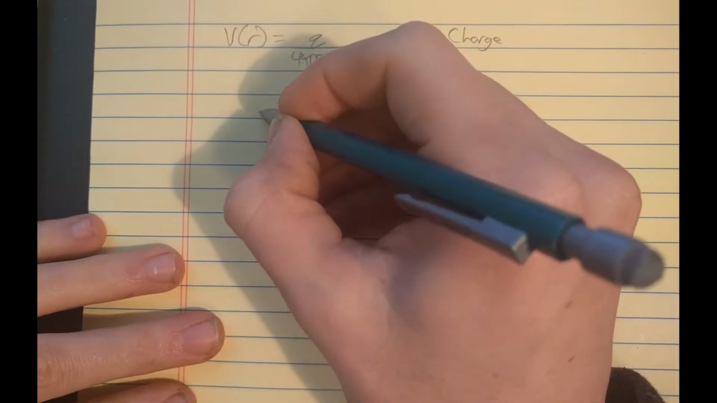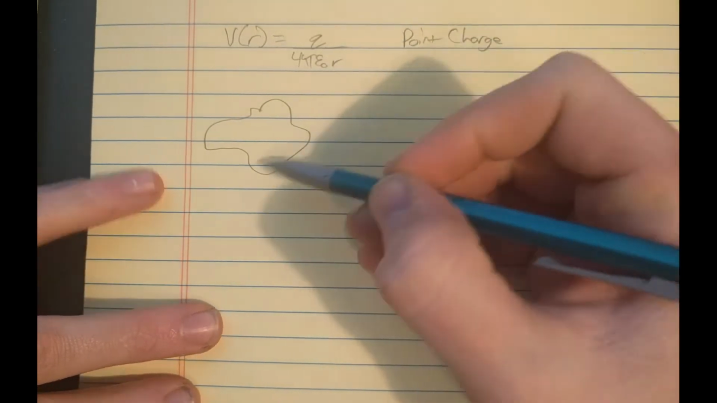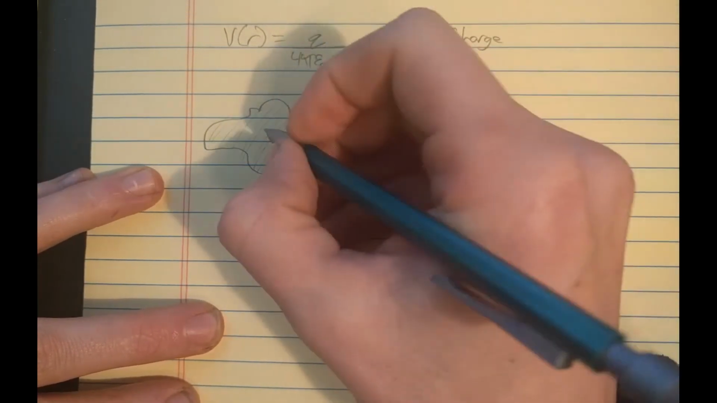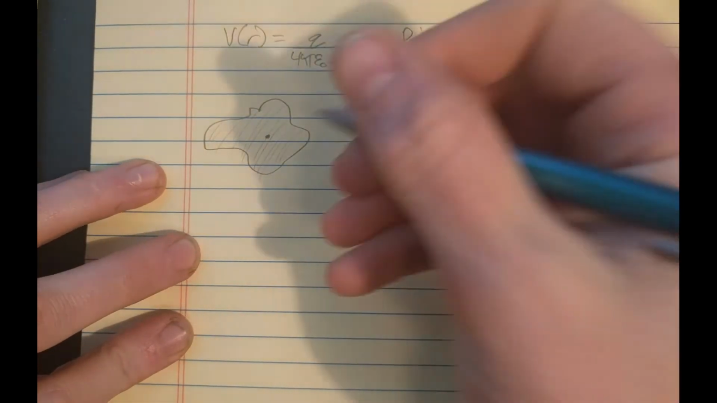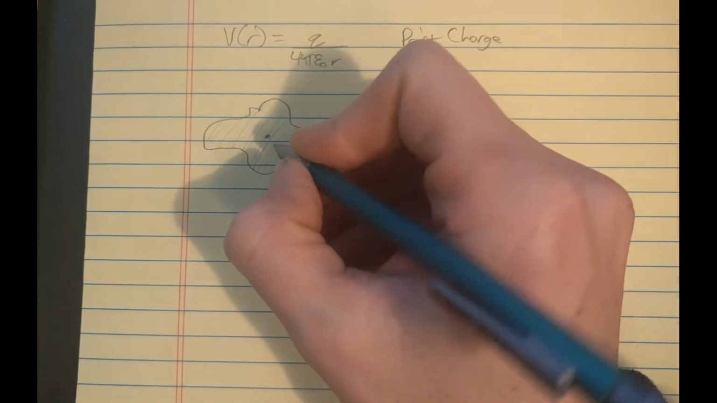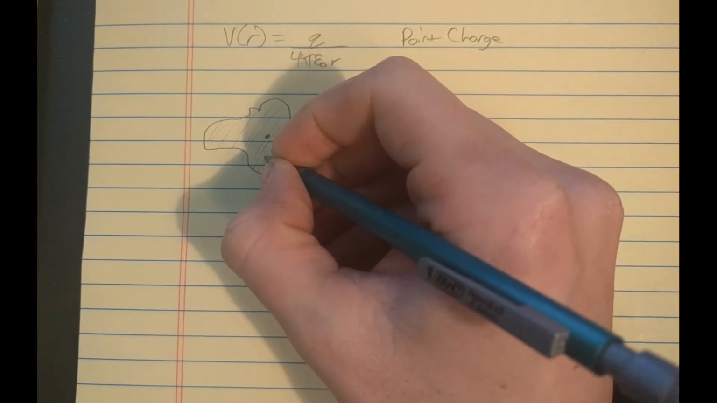Now, say if we don't have a point charge, but we have a charge distribution, which I'm symbolizing by this blob here. And let's say our origin is right here. Maybe it's the center of mass. So it's a continuous charge distribution. Well, we're going to have to do some calculus.